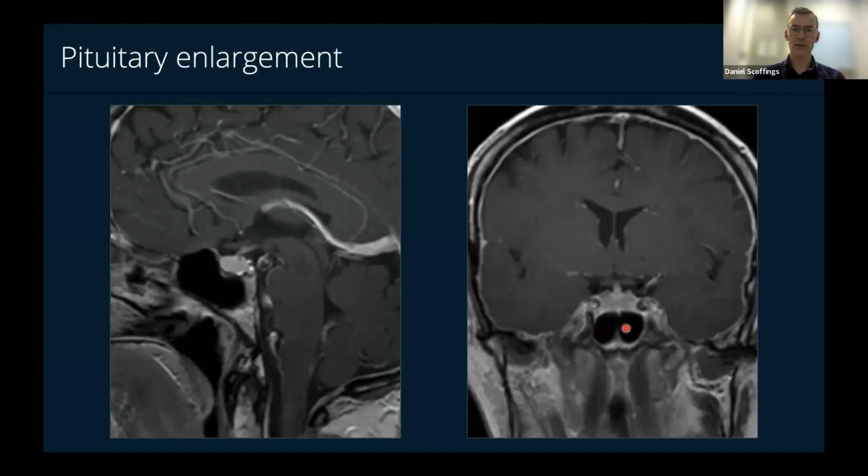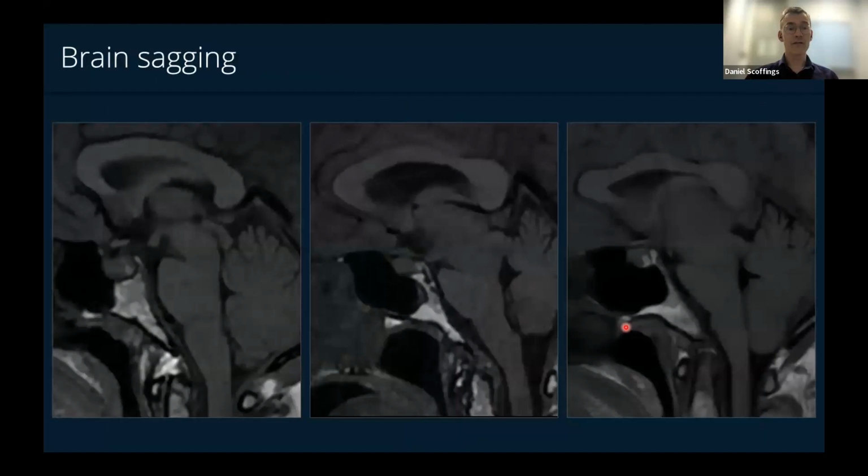Now, sagging of the brain can vary in severity from relatively mild to really quite marked. And there are a number of different ways you can assess this. I tend to just eyeball it most of the time. There are measurements you can make. There are angles you can measure. They can be helpful in tricky cases, but most of the time, it's fairly obvious that the brain looks saggy, and really the measurements I reserve for the really mild cases.